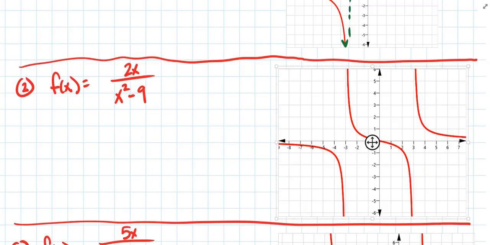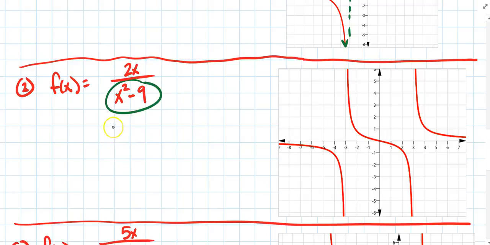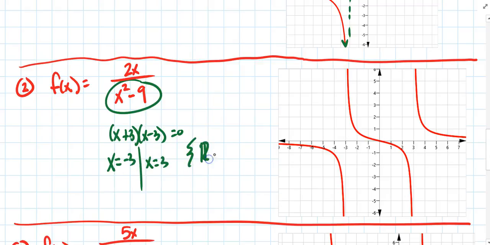Okay, take a look at number 2 here. It says 2x over x squared minus 9. Again, I'm going to figure out what the domain is. I'm going to factor the denominator. That's the difference of 2 squares, so that's going to be x plus 3 times x minus 3. And if I set this equal to 0, I can see that x can't be -3 or +3. So therefore, the domain is all real numbers x such that x is not equal to plus or minus 3.